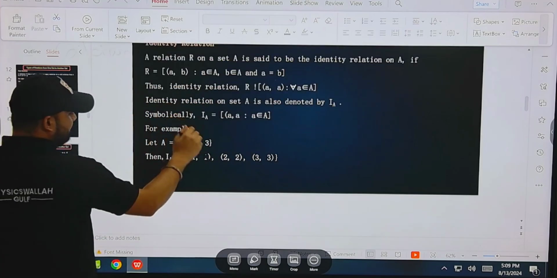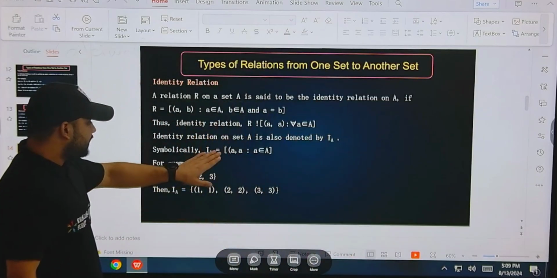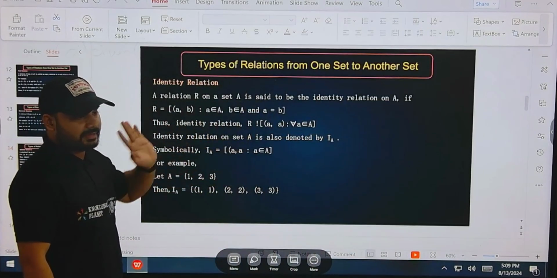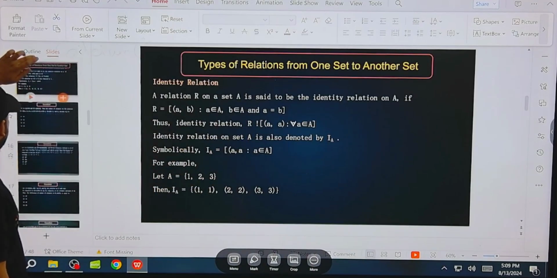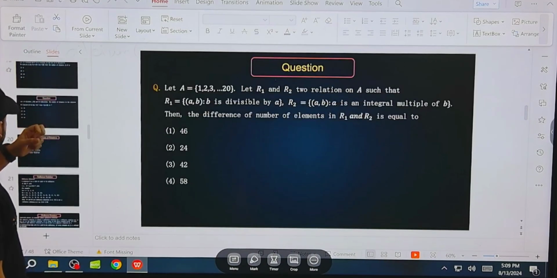In the last one we saw the identity relation, where we find all the ordered pairs in the form of (A, A). Okay, we have done this. Then we started with questions. This is the question, this is the question, and this is the last question.